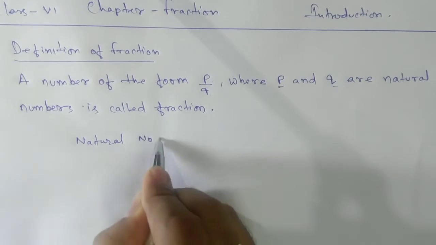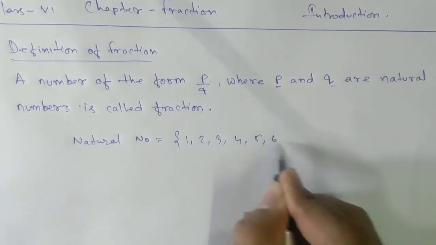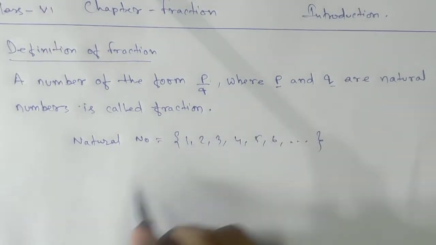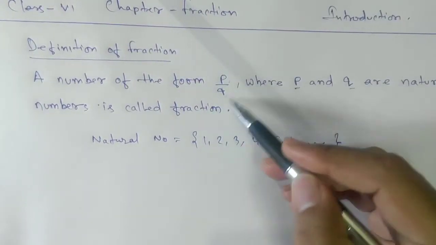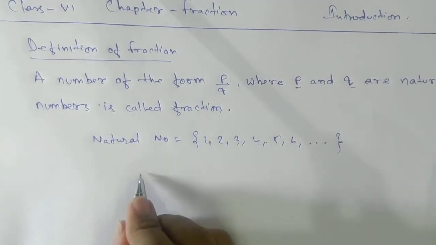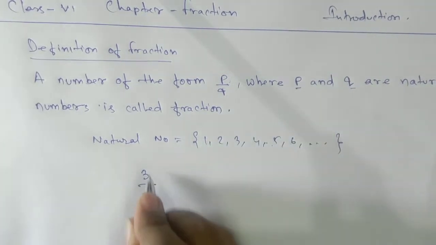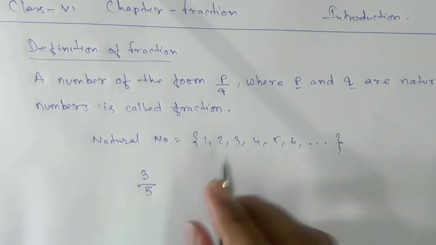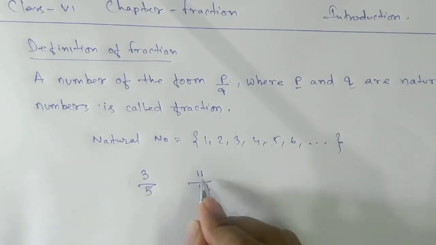They start with 1, 2, 3, 4, 5, 6, and it will continue. These are natural numbers. Now any number of the form p by q using these numbers, like if I take 3 for p and 5 for q, that is 3 by 5. What is this? A fraction. If I take 11 and 13, is it a fraction? Yes, it is a fraction.